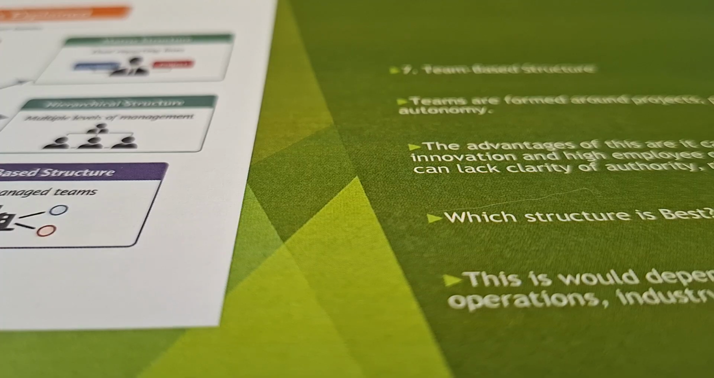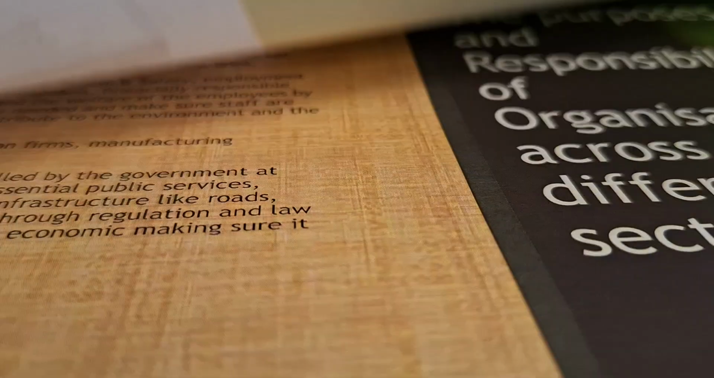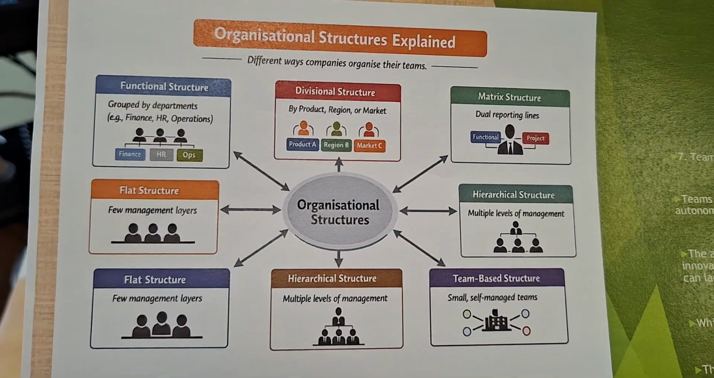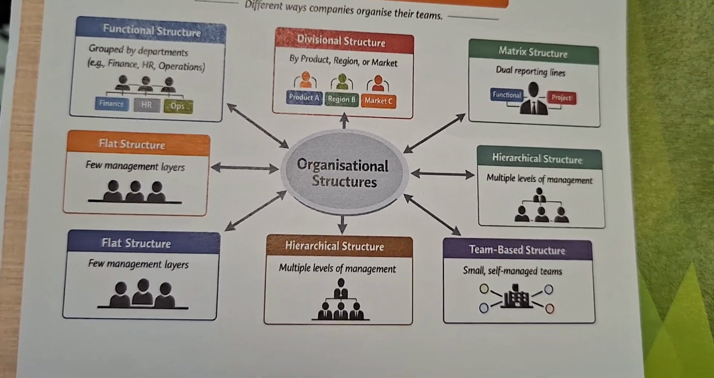Then you have the network structure. Core business activities are done internally, while non-core functions are outsourced. The advantages of this are it is very flexible, has lower internal costs, and the ability to use external expertise. The disadvantages are that you have to rely on a third party. It's harder to control service quality and can create integration issues. Slide 4. I've now done a diagram of organisational structures explained, which explains it all in detail.